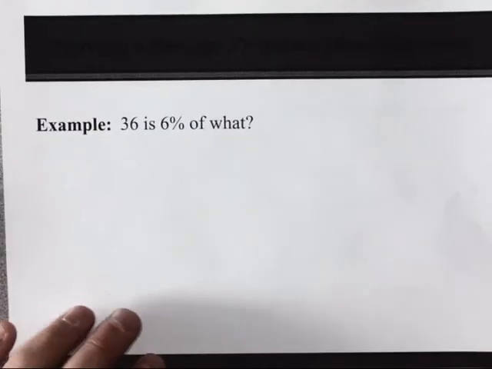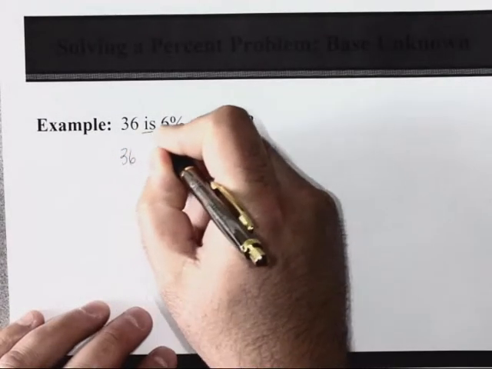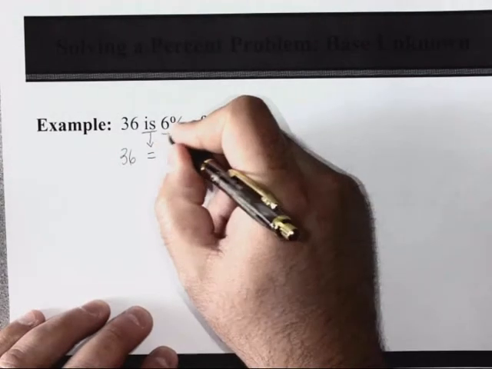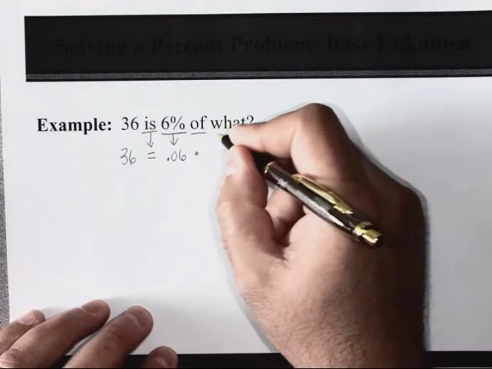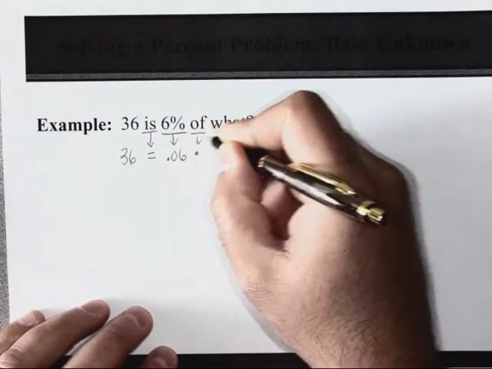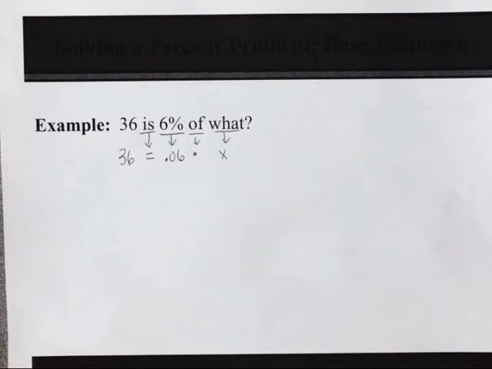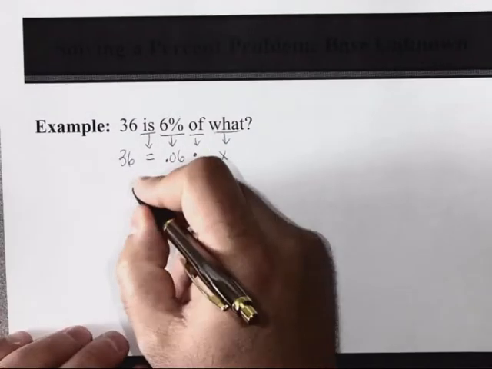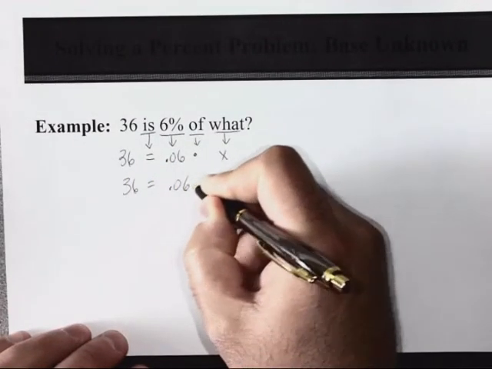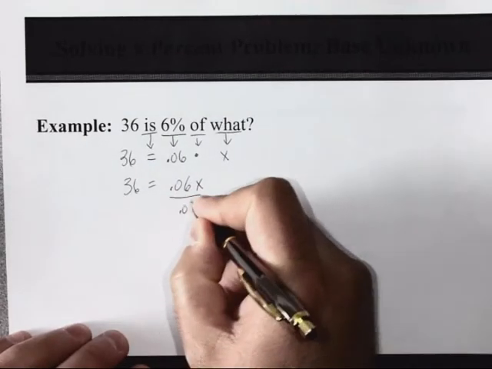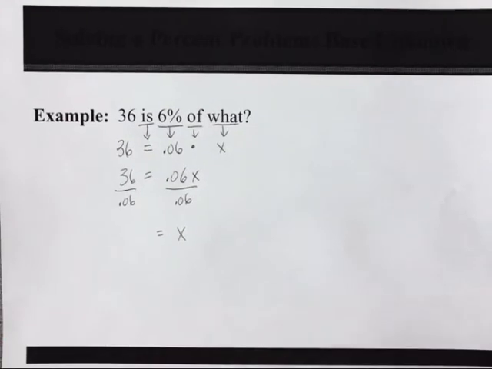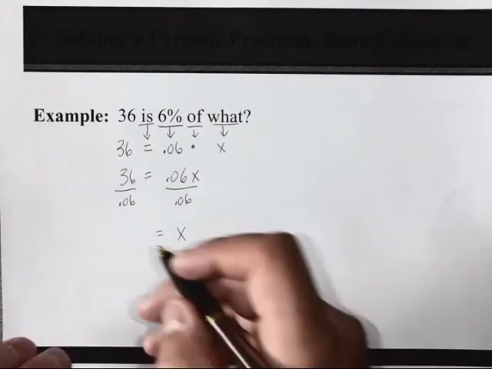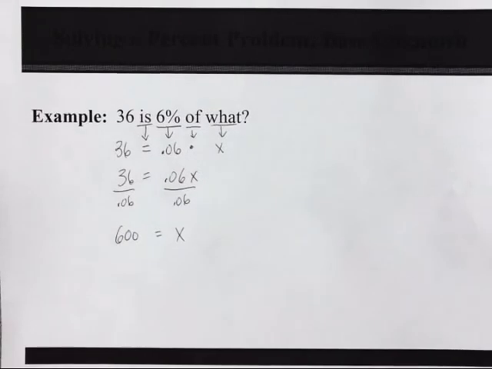Alright, so here's another variation. 36 is, so is means equals, 6%, make that into a decimal, 0.06, of times what means x. So then that's going to set up an equation for you to solve. 36 equals 0.06x. So then we divide both sides by 0.06, and that's going to allow us to solve for x. So 36 divided by 0.06 gives us 600. So 36 is 6% of 600.